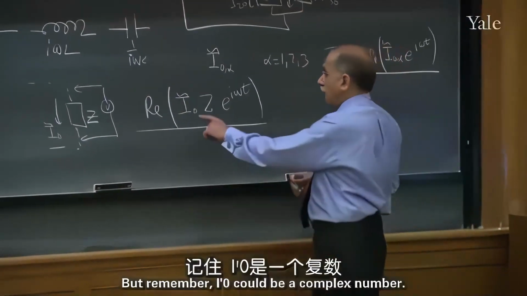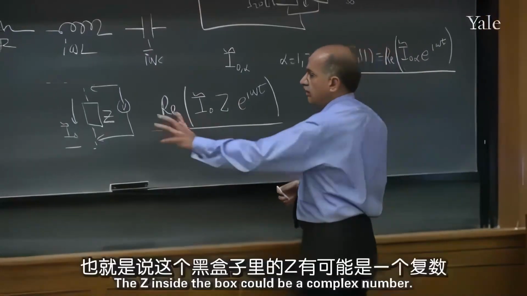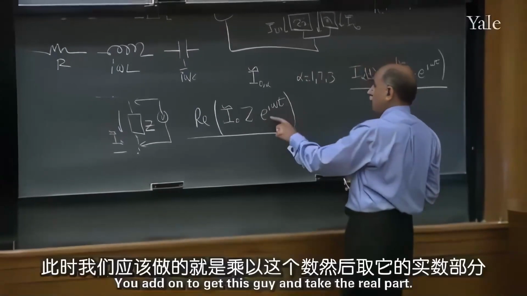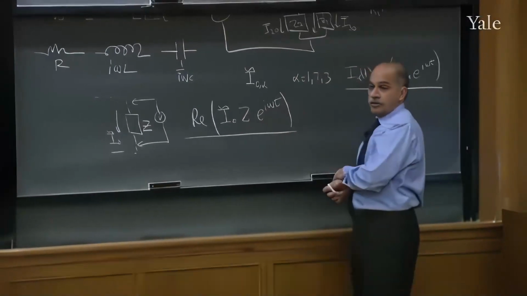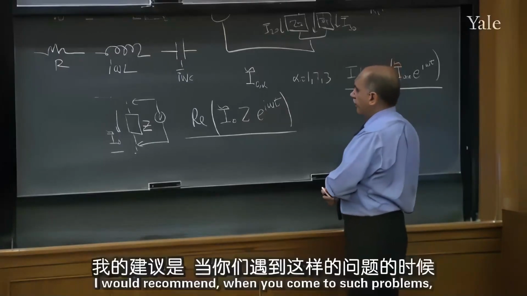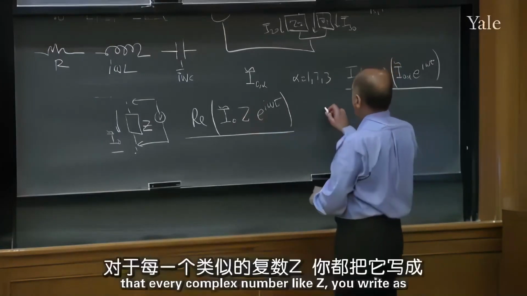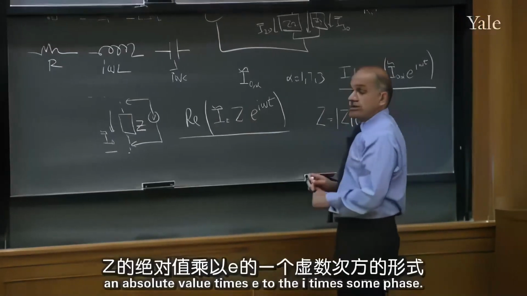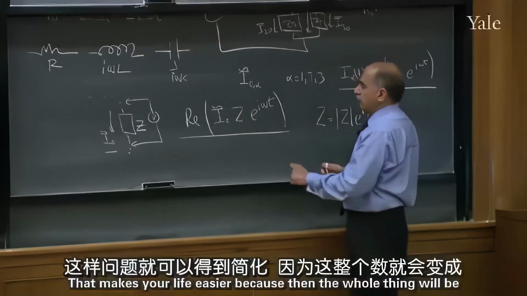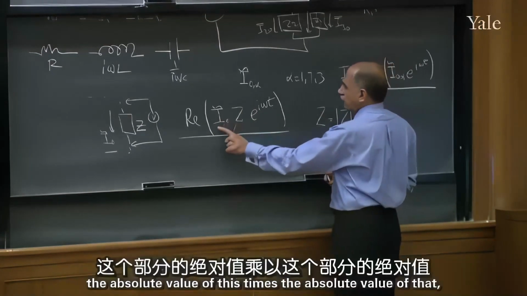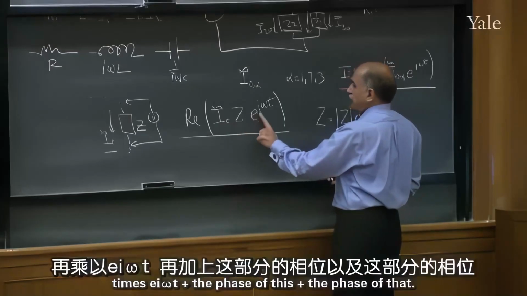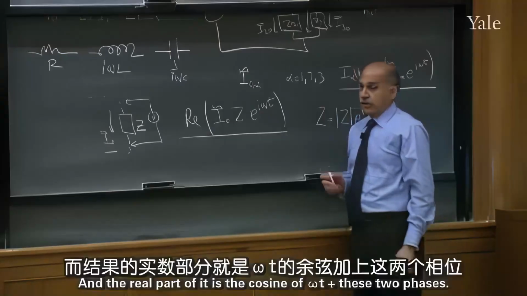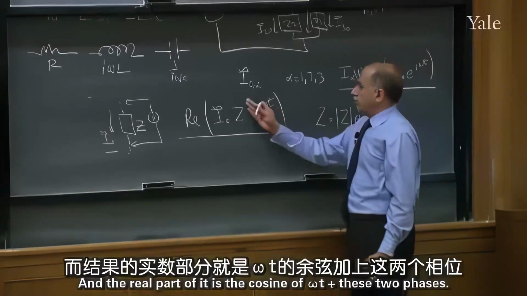But remember, I0 twiddle could be a complex number. The Z inside the box could be a complex number. When you multiply them, you get lots of complex numbers. You add them to get this and take the real part. I would recommend that when you come to such problems, every complex number like Z, you write as an absolute value times e to the I times some phase. That makes your life easier, because then the whole thing will be the absolute value of this times the absolute value of that times e to the I omega t plus the phase of this plus the phase of that. And the real part will be just the cosine of omega t plus these two phases.